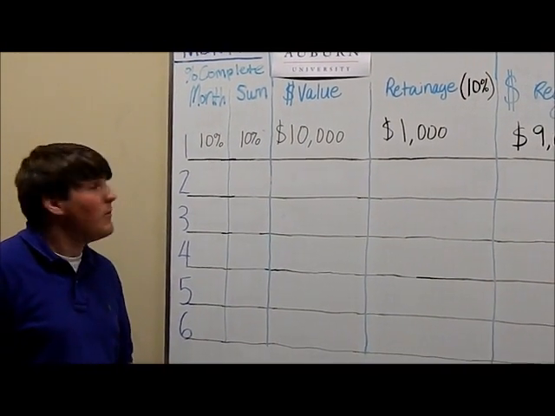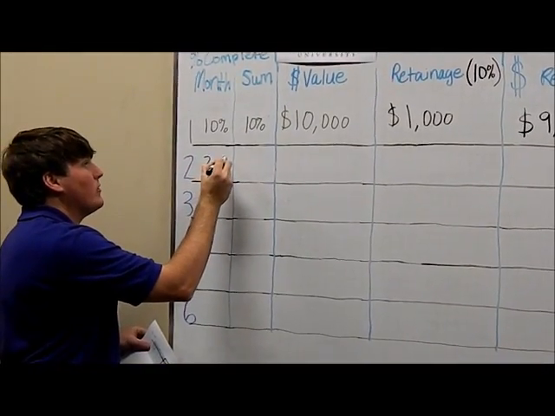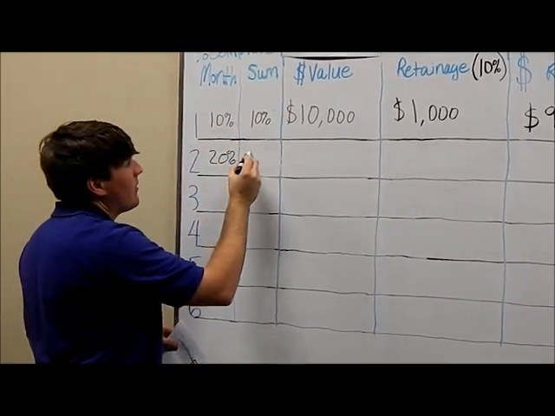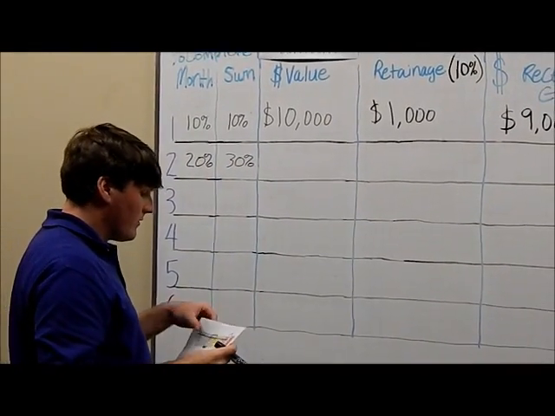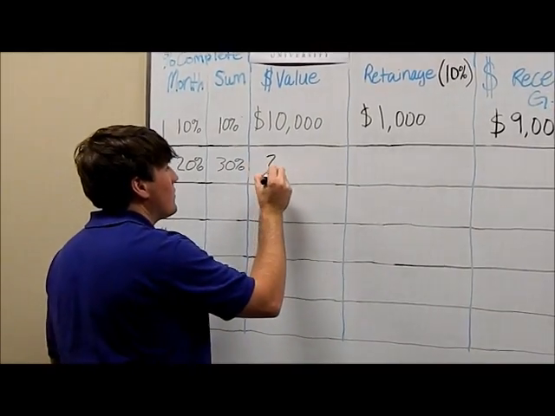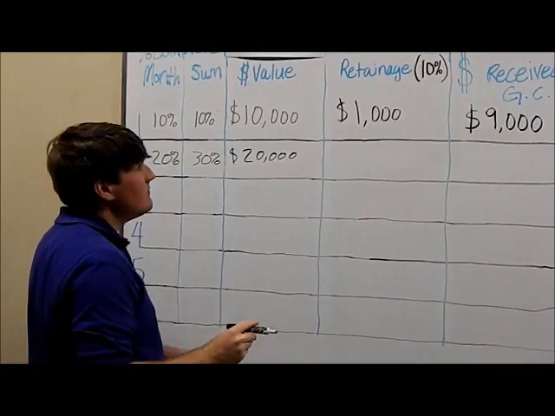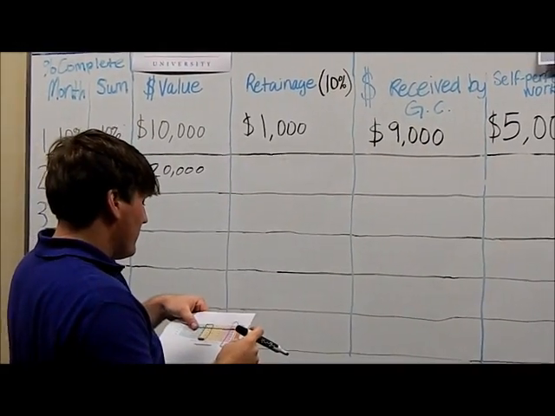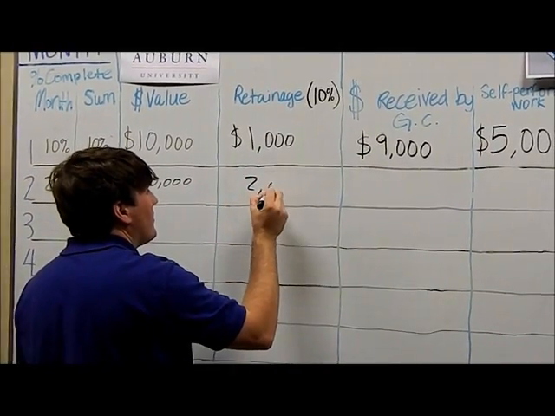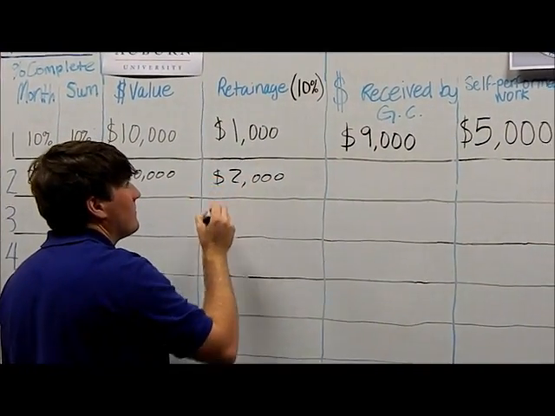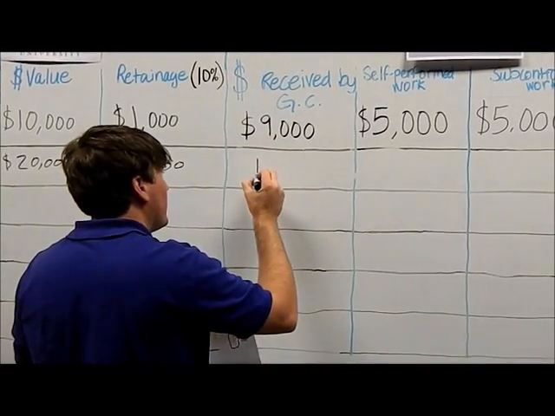Alright, so right now we got month 2. So our percent complete, we're 20% complete. We do 20% this month. So for our total, we have 30% of the job complete. Our money value that we did this month, we did $20,000 worth of work in month 2. So our payment, we have 10% retainage from our $20,000, so that's $2,000 retainage. So our total check received by the GC is for $18,000.